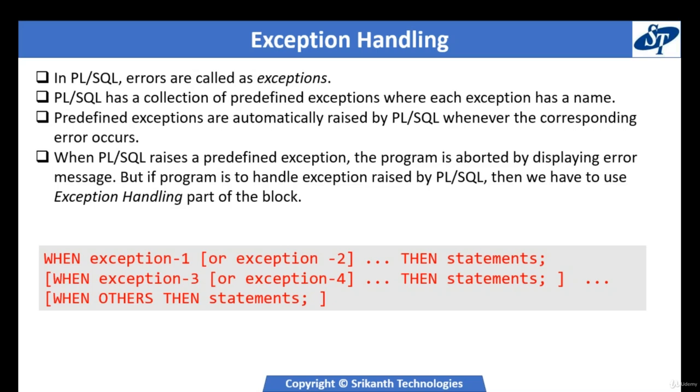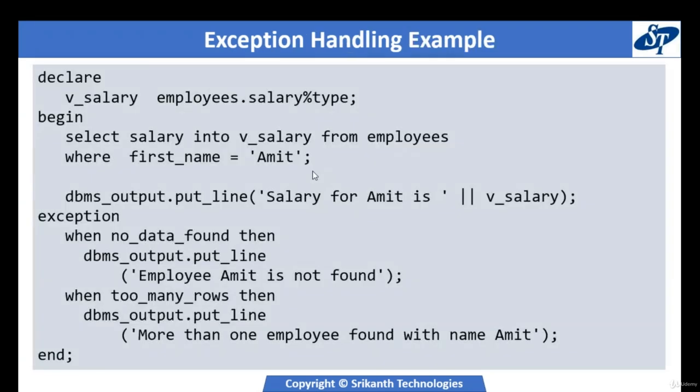And the syntax of exception handler is simple. You have to mention the exception you're ready to handle and the action to be taken. And you can handle different exceptions in different ways. And you can also handle all the exceptions in one way. And that's what the last part of this exception handling syntax shows. When others. That means when any other exception other than what we mentioned is occurring, then we want to take this action.